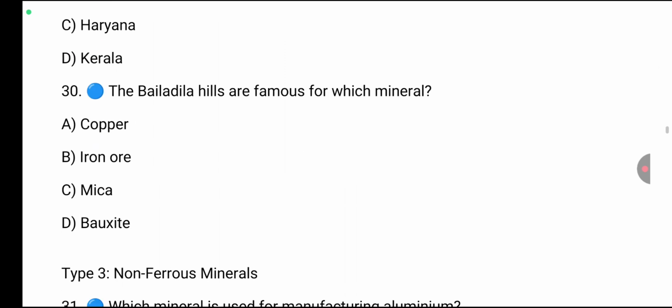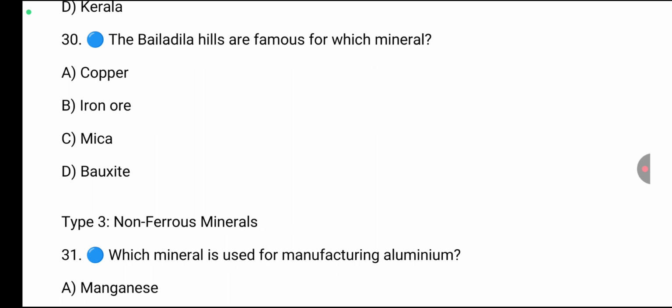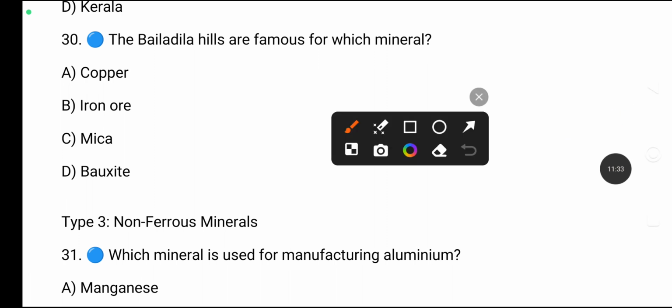Now moving on to question number 30. The Veladilla hills are famous for which mineral? Copper, iron ore, mica, bauxite. That is iron ore.